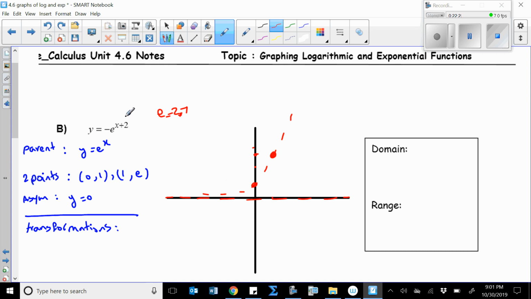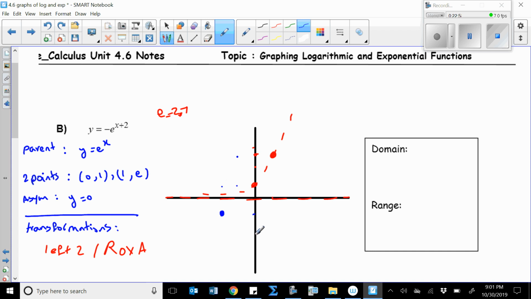Now what transformations do I see? I have x plus 2, that means left 2. And also I have a negative, that means we have a reflection. So any point of this function will be moved 2 to the left and then reflected over the x-axis. So move these 2 to the left and reflect over the x-axis, it will be on the other side of x here. And this point also goes 2 to the left and is reflected over the x-axis, almost here.